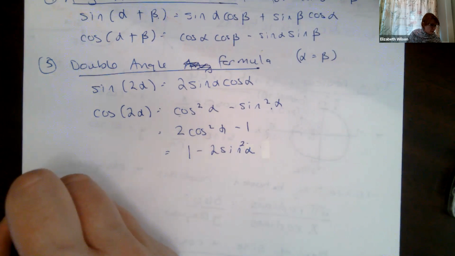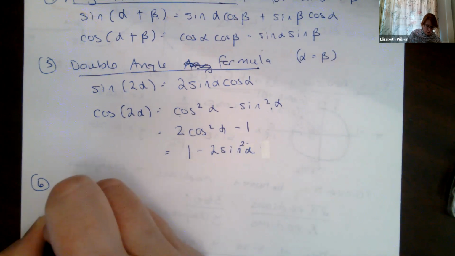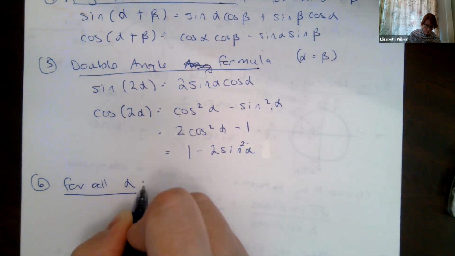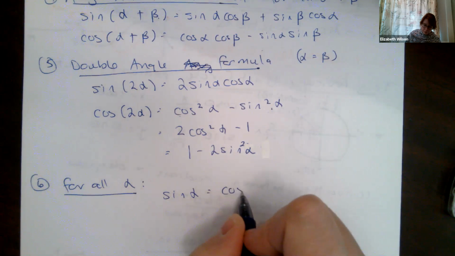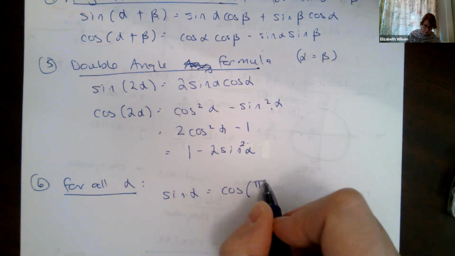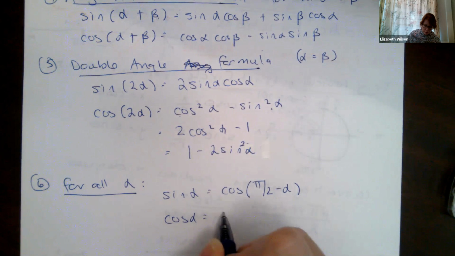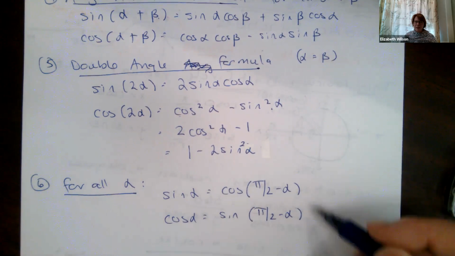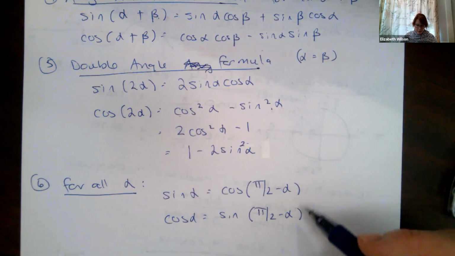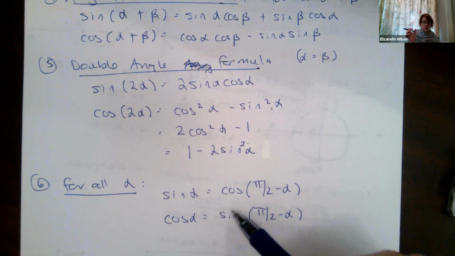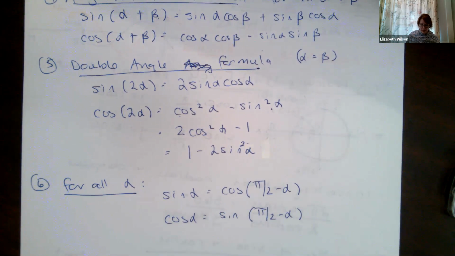Right, another property. So for all alpha, sine of alpha equals cosine of pi over 2 minus alpha. Cosine of alpha equals sine of pi over 2 minus alpha. What does this mean? This is basically like saying sine is equal to the cosine, but just shifted by pi over 2, by 90 degrees, right? Cosine is equal to the sine function, but just shifted by 90 degrees, by pi over 2 radians.